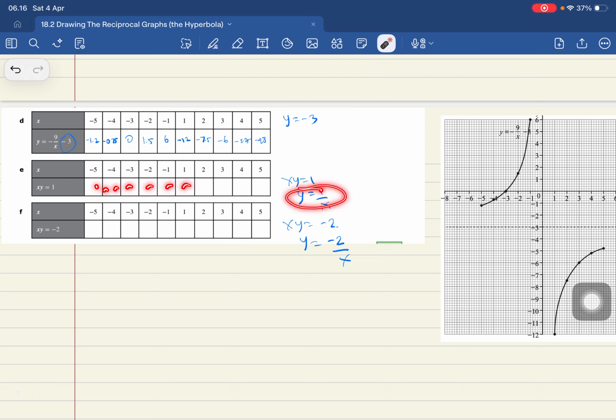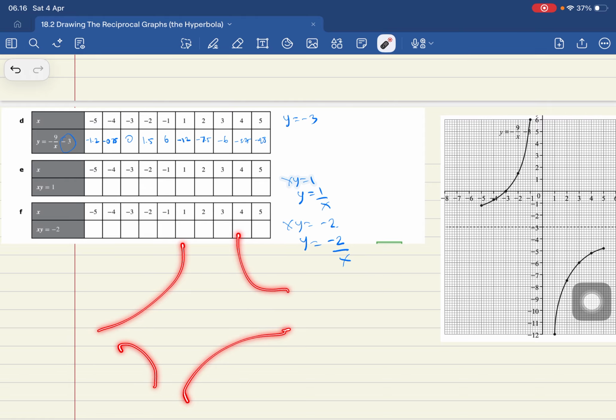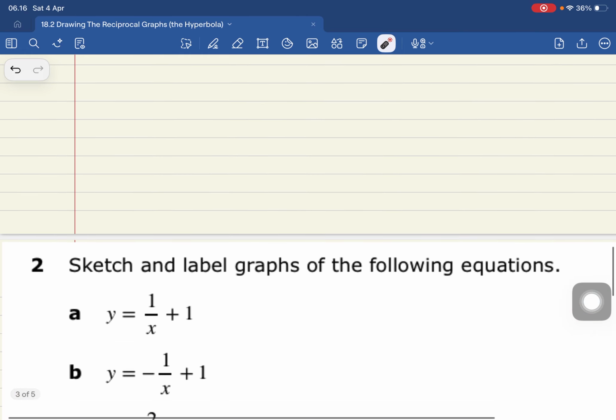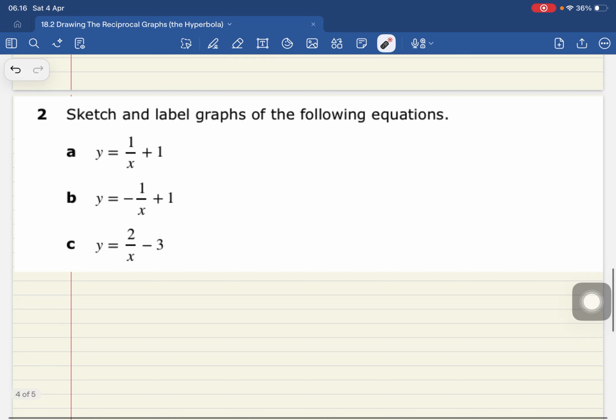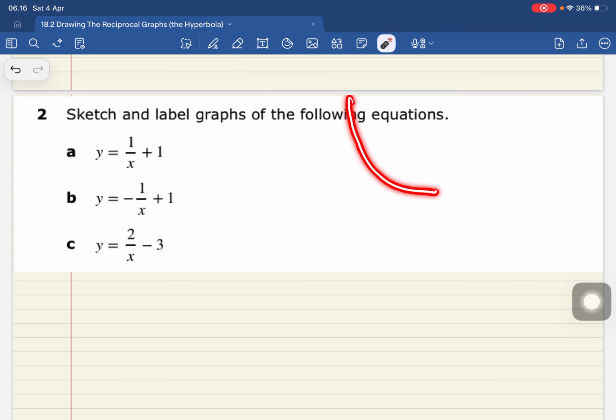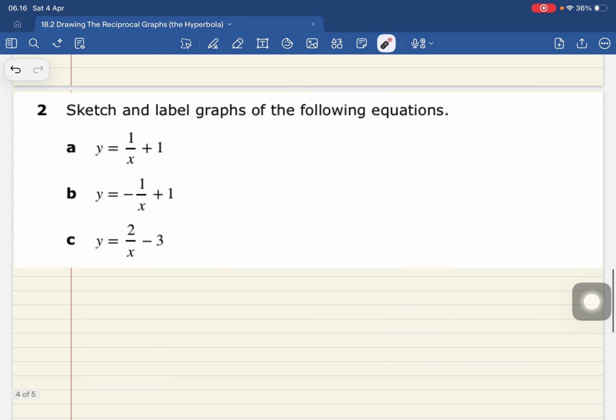Here, find all the values of y, and then you plot it and just draw it. Like this, can be like this. Okay, I will go on to number 2. Let's sketch and label graphs of the following equations. If 1 over x is positive, we will draw the reciprocal in quadrant 1 and quadrant 3. If it is negative, we will draw it in quadrant 2 and quadrant 4.